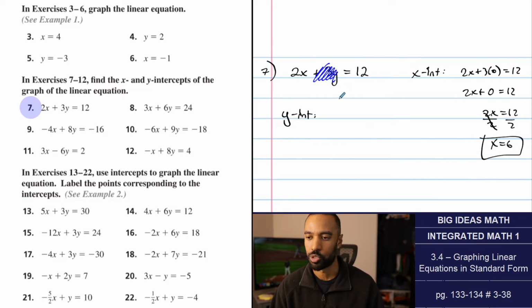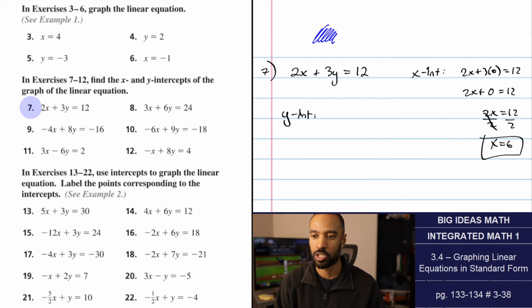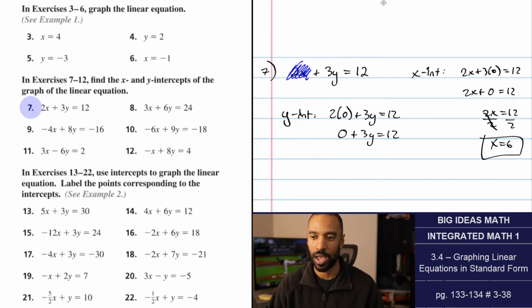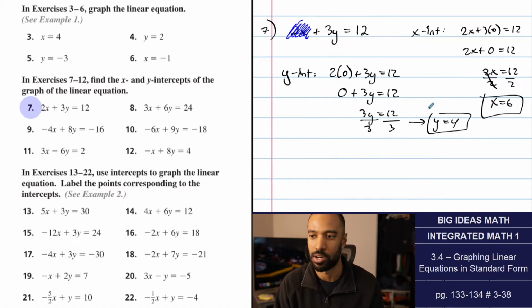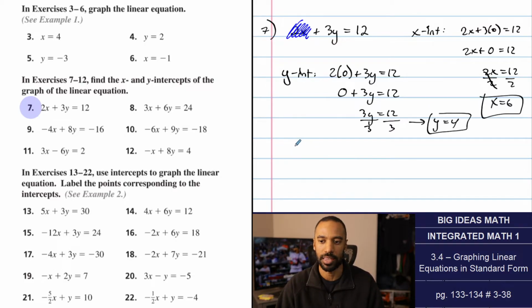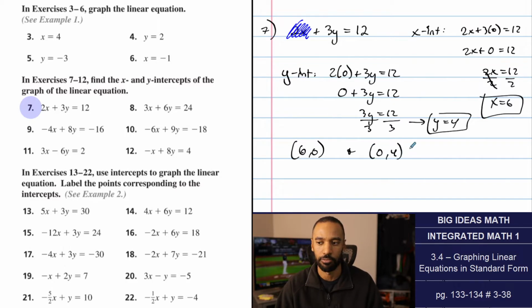Y-intercept, very little room to write over there now. For the y-intercept, we set x equal to 0. Consider this equation, 2x plus 3y equals 12. We'll now say 2 times 0 plus 3y equals 12. That means 0 plus 3y equals 12, and as you can tell, the x term goes away. 0 plus 3y is just 3y. So we can divide both sides by 3, and we get y equals 4. 6 is the x-intercept, 4 is the y-intercept. I feel compelled to still write that there's a point on the graph that's (6, 0), and there's a point on the graph that's (0, 4).